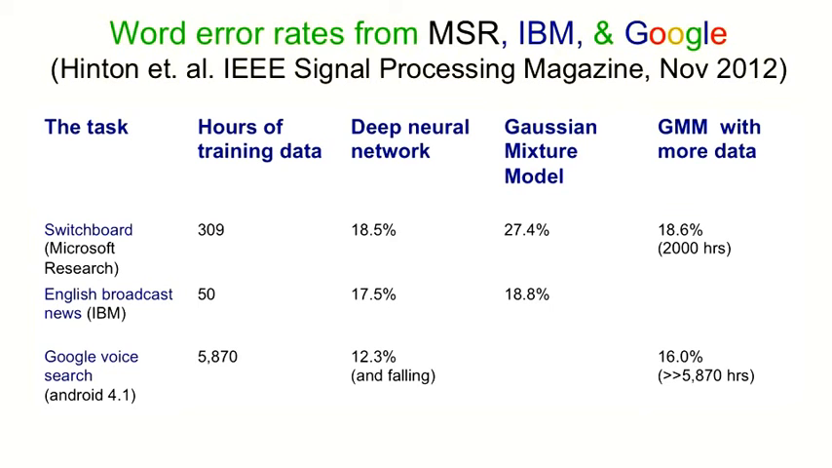And Google fairly recently trained a deep neural network on a large amount of speech, 5,800 hours. That was still much less than they'd trained their Gaussian mixture model on. But even with much less data, it did a lot better than the technology they had before. So it reduced the error rate from 16% to 12.3%, and the error rate is still falling. And in the latest Android, if you do voice search, it's using one of these deep neural networks in order to do very good speech recognition.